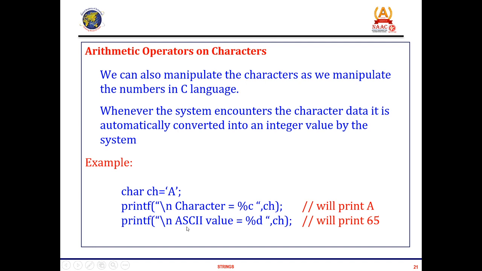Now I am also making use of the format specification %d. Hence, this format specification %d will print the ASCII value of capital A, right? And you all know the ASCII value of capital A is 65. Since 65 is an integer quantity, I am using the format specification %d. This is how I end up printing the ASCII value of a particular character.